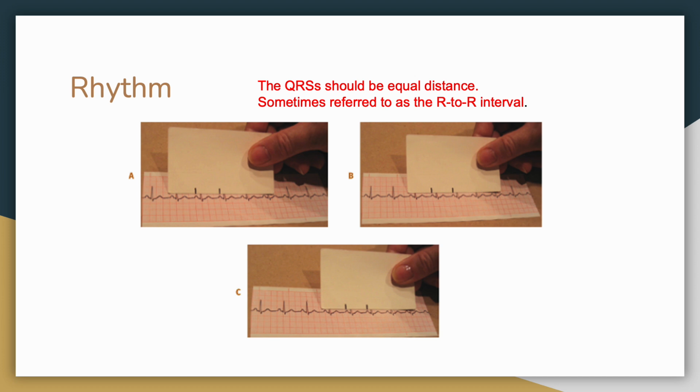The rhythm you can do with an index card. You just put little marks where the P waves are and see, they start here and then they move to these two and it should all map out.